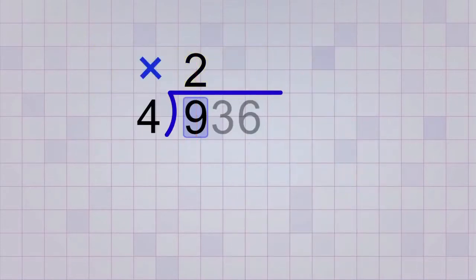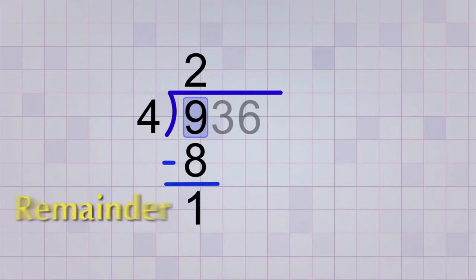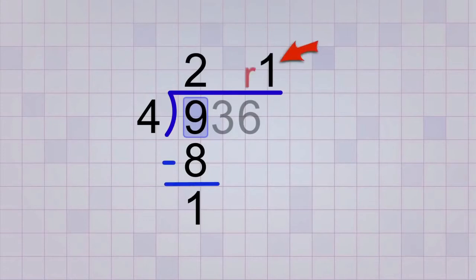Okay, now we multiply. 2 times 4 is 8, and the 8 goes below the 9 so that we can subtract to get our remainder. 9 minus 8 is 1, so our remainder is 1. Now at this point, in our basic one-step division problems, we would rewrite our remainder up in our answer with a little r next to it.